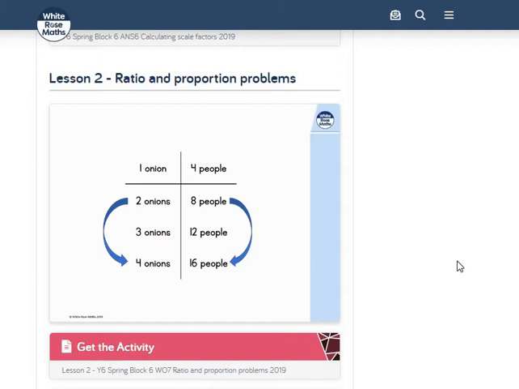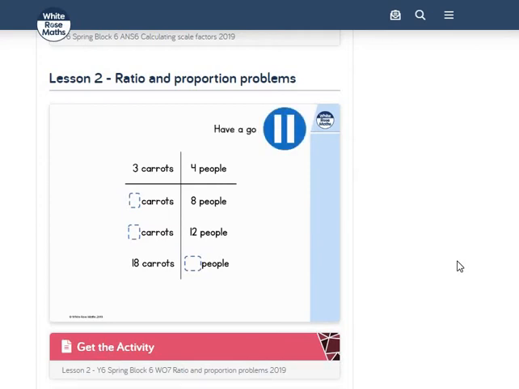I may have looked at this one. From 2 onions to 4 onions, I can see that's twice as many. I can see that would also serve twice as many people. So from 8 to 16 being twice as much. What about this one? Pause the video, have a go yourself.